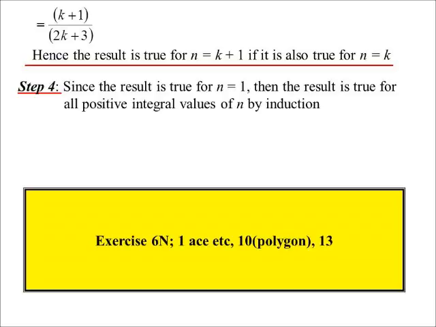All right, we'll have a go at some induction questions there.